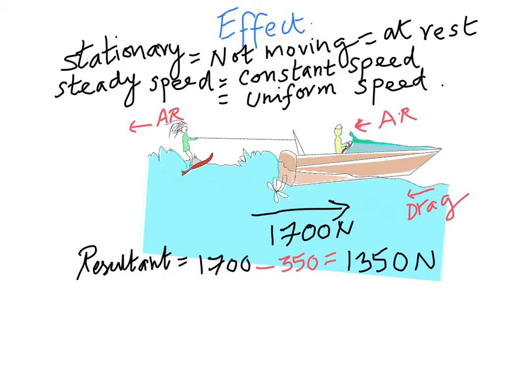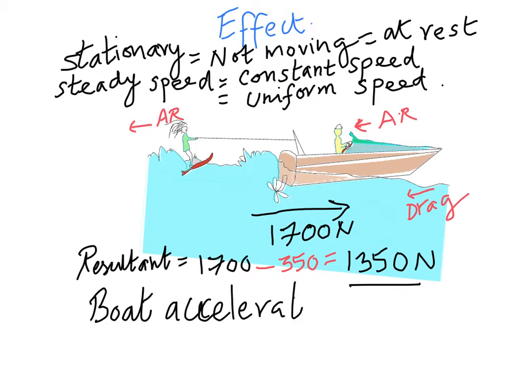Okay, so if you got that, what will happen to the boat? Now, if it is already moving at a steady speed, the effect of that force is the speed has to change, and in this case it's obvious to see that the speed will increase. In other words, it will accelerate. So the boat will accelerate. That's the effect of the net force on the boat. And obviously the person who is skiing as well will also accelerate together with the boat.